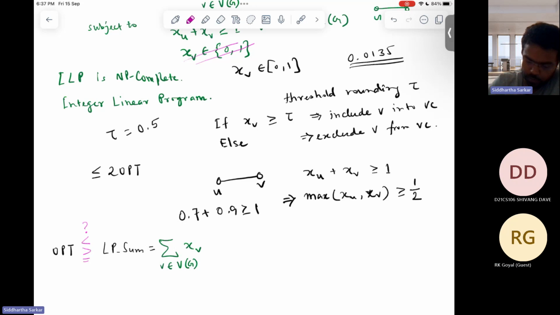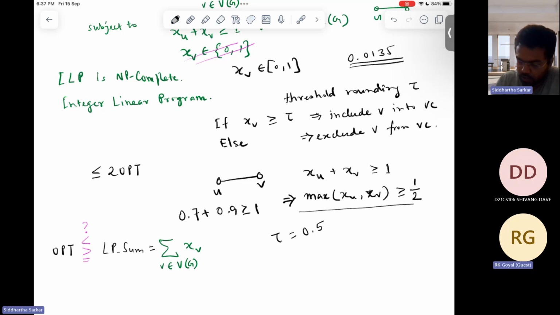No, so what is OPT? OPT is not the solution. So after rounding, let us do some more naming. After we have applied this rule that every vertex which has a value of at least 0.5, you are taking it. So let us say the solution that we have output, we are outputting a solution. Let us name it SOL.